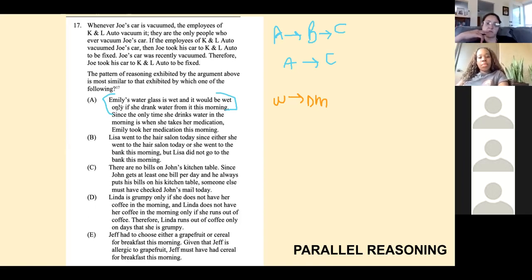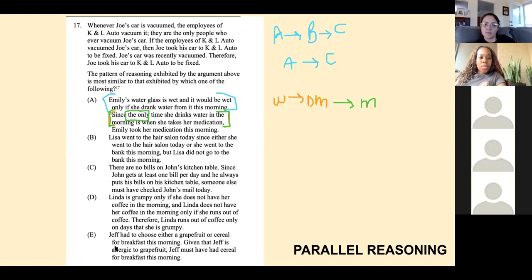So how would you diagram that second sentence, Shelby? Well, if she drank water in the morning, what kind of condition does only introduce? Necessary. Yep. So the only time she drinks water in the morning is when she takes her medication. Actually, only does introduce necessary, but the only time does not, when it says the only. I remember that. So then she just drinks, add to the chain? Yep. So the only time she drinks water in the morning is when she takes her medication. Excellent. And then we know that her glass is wet, correct?